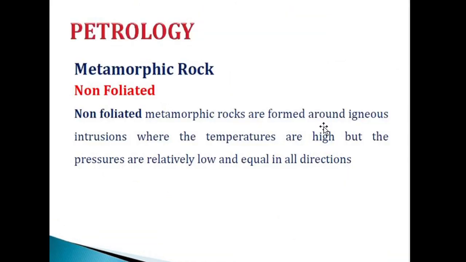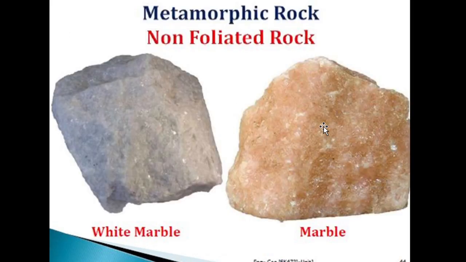Now our second type is the non-foliated. Non-foliated metamorphic rocks are formed around igneous intrusions where the temperature is high but the pressure is relatively low and equal in all directions. In these groups, the metamorphic rocks are characterized by a total or nearly total absence of foliation. In the figure, you can see that white marble is an example of these non-foliated rocks.